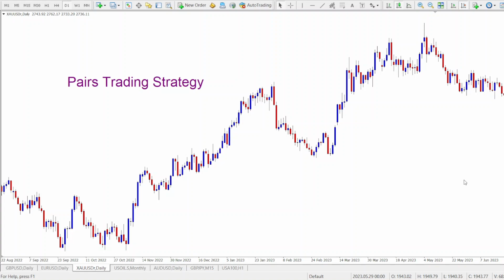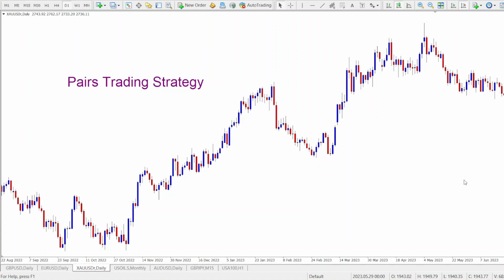Now, pairs trading is an innovative approach that allows you to balance your portfolio while capitalizing on the movement of correlated currency pairs. One thing for you to note with pairs trading is correlated currency pairs. By using this strategy, you can mitigate risks and create more stable trading opportunities. So now let us look at the core principles of pairs trading.